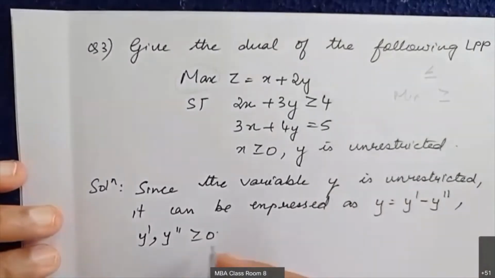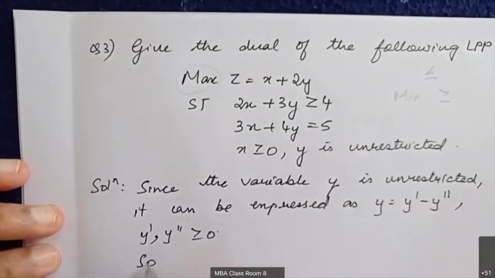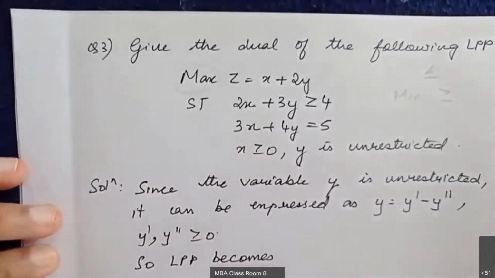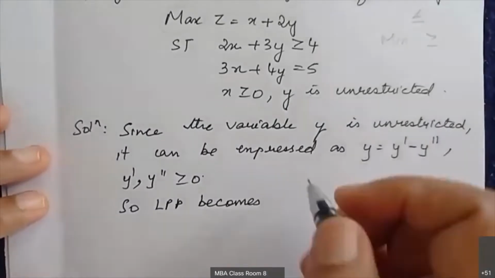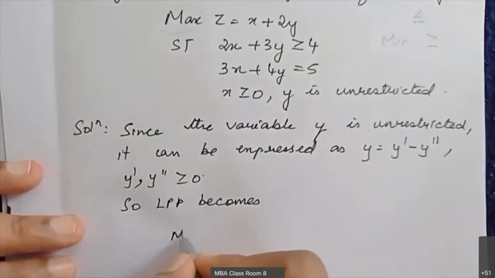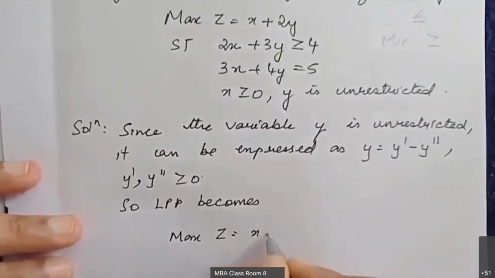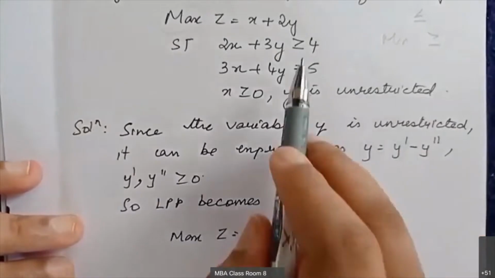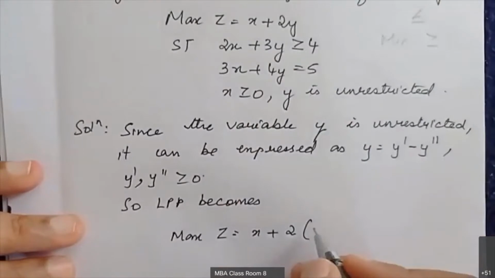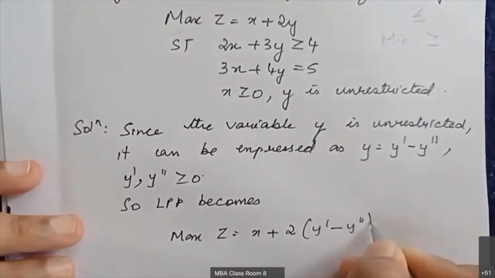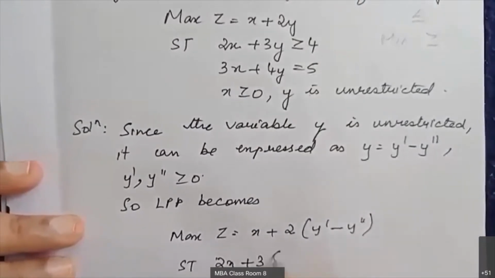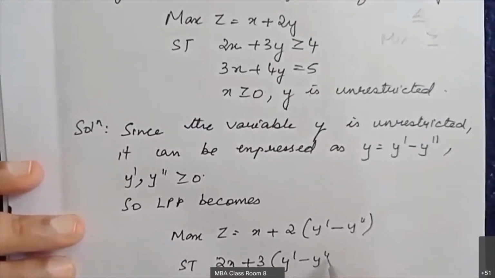On reformulating, the LPP becomes: before changing it into canonical form, you have to replace y with y dash minus y double dash. So the LPP becomes maximize z is equal to x plus 2 into y dash minus y double dash, subject to the constraints 2x plus 3 into y dash minus y double dash.